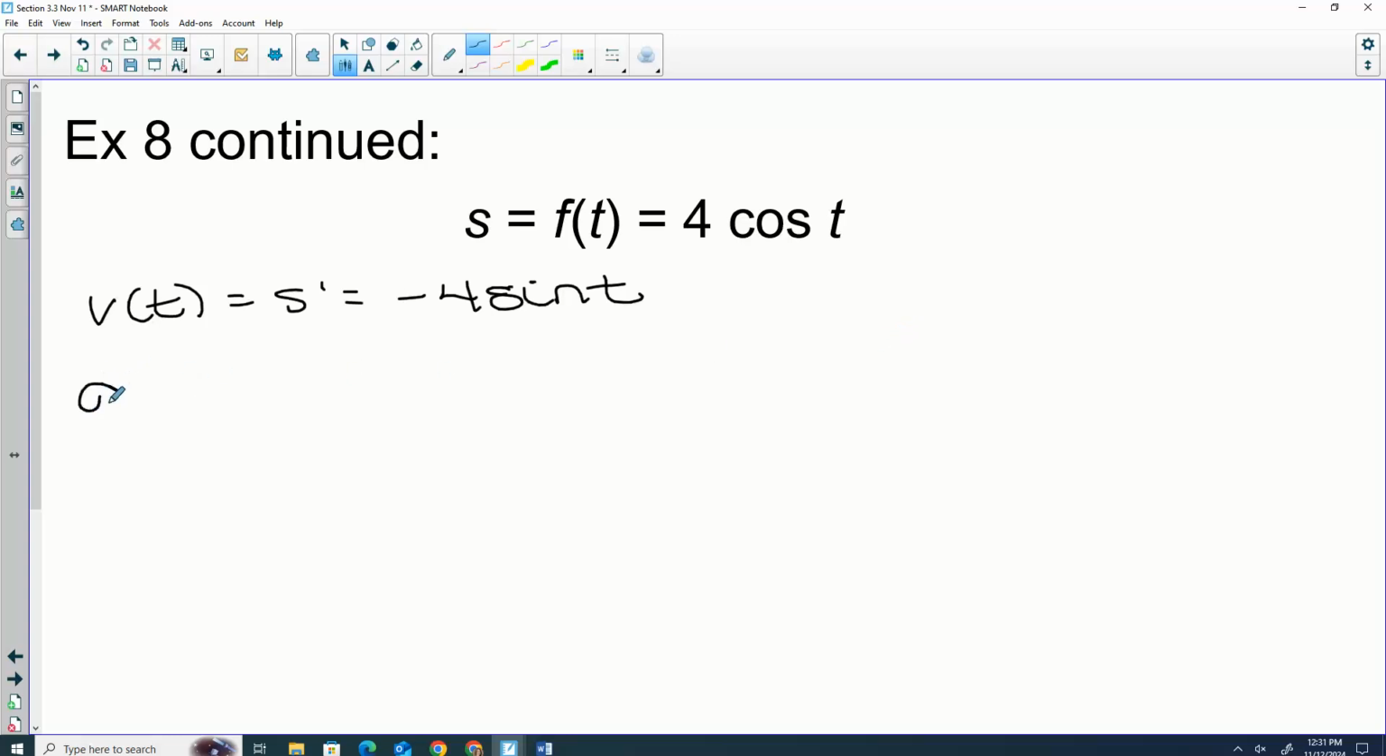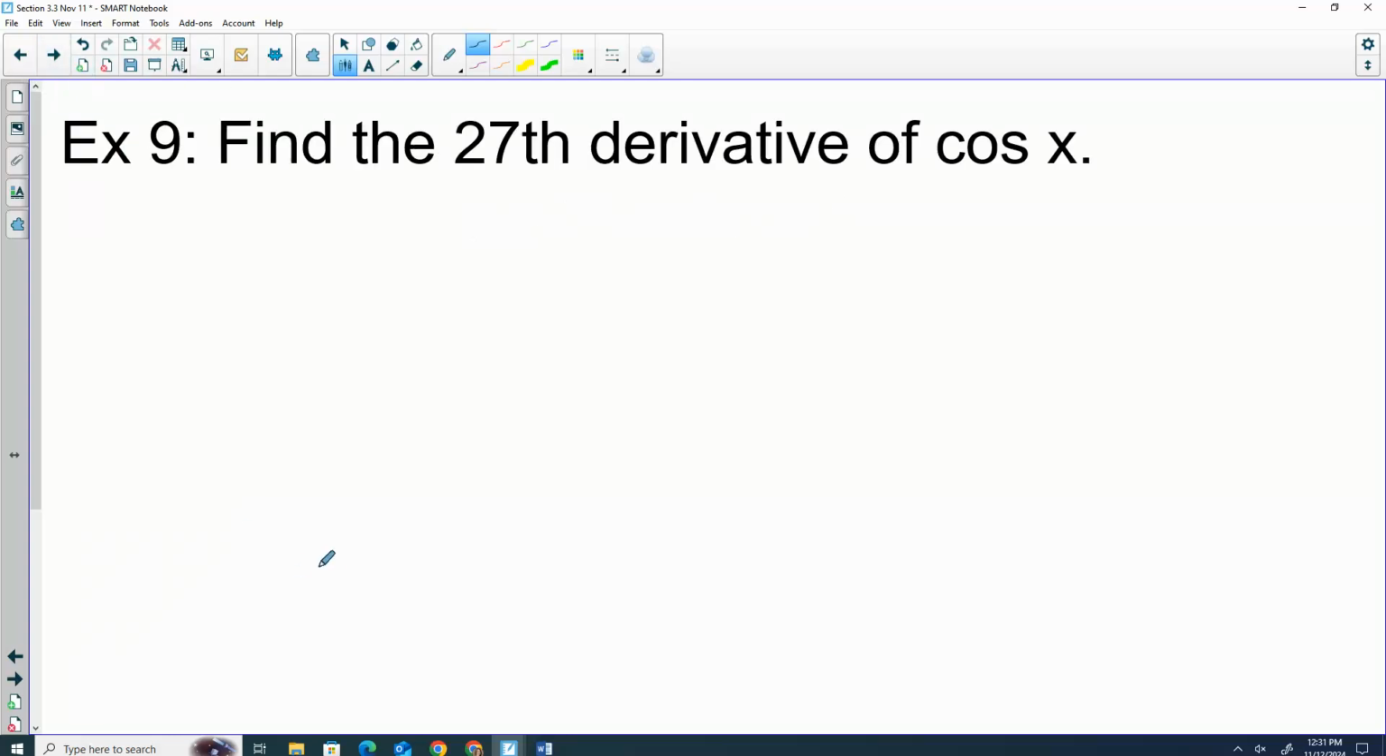Okay, how do we find acceleration? Do it again: derivative of that derivative, the second derivative. So we have a negative 4. What's the derivative of sine? Cosine. Okay, wow, there we go. Thought you said these get nasty. Sometimes, but there's no product or quotient here. It'll go back to positive. Yeah. Okay, last question that I wanted to do.